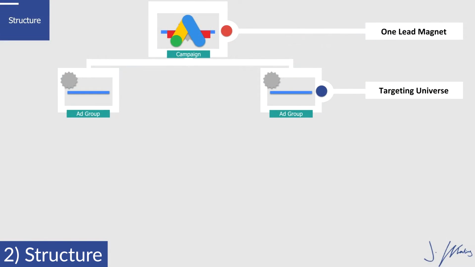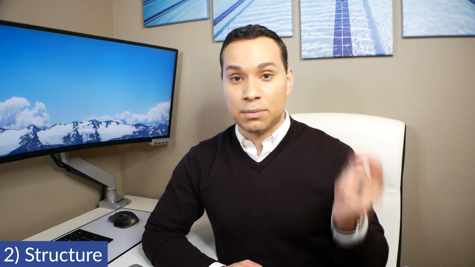Then at the ad group level, the next level, this is where our targeting comes in. And this is where we're going to be looking at different ideal customers and different prospects. So when you're thinking of targeting, this is just finding different ideal customers and different psychographic profiles for your prospects. So here, this is where we're going to be grouping our keywords for our search campaigns.